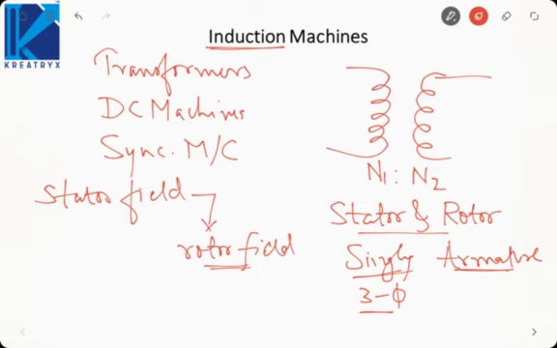So why is it so popular? Because the distribution system is entirely AC, that is, it works on alternating current. That means we need motors that work on AC. So the first motor that we saw that worked on AC was the synchronous motor. But the problem that we saw with the synchronous motor was it was not self-starting. But the induction motor is self-starting.